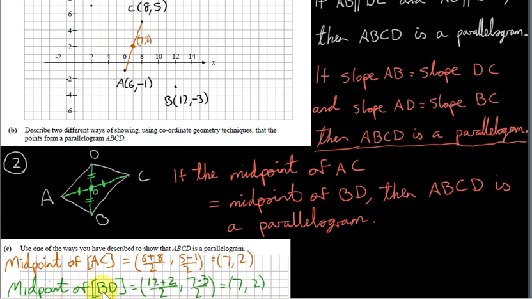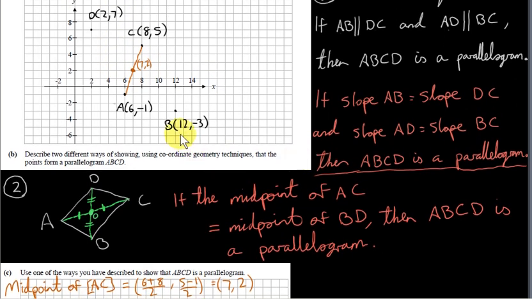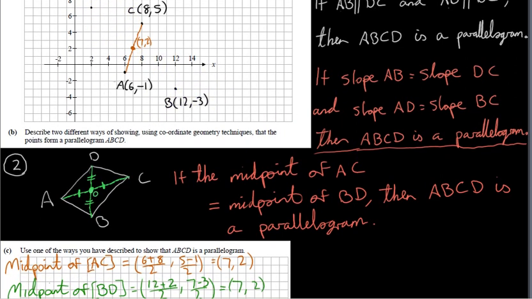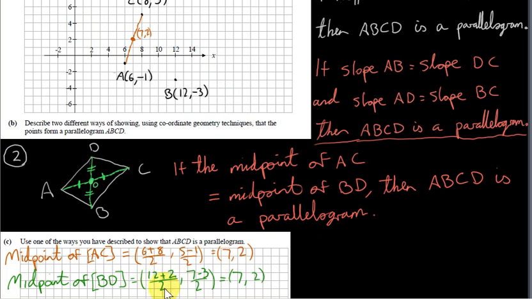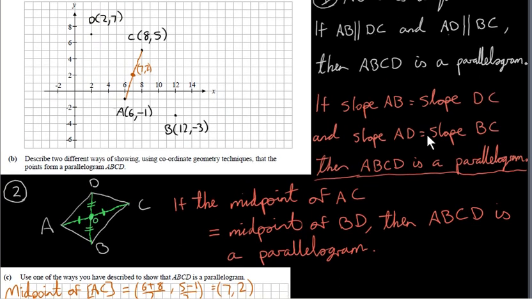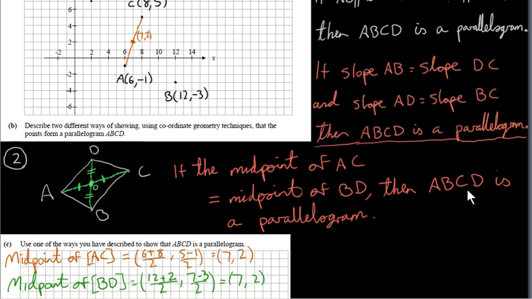Now we get the midpoint of the diagonal BD. B has coordinates (12, -3), D has coordinates (2, 7). So we get the mean of the x values of the two points. 12 and 2 is 14. 14 divided by 2 is 7. So that's what we have here. Then we get the mean of the y values. The y value of D is 7. 7 plus minus 3 is 4. 4 divided by 2 is 2. So you see we get the same point.